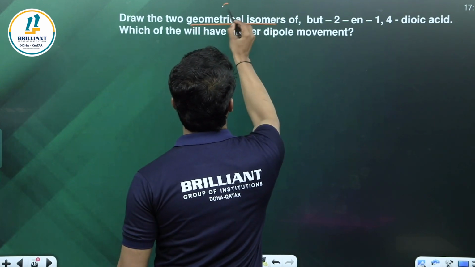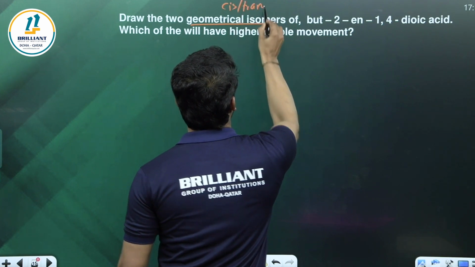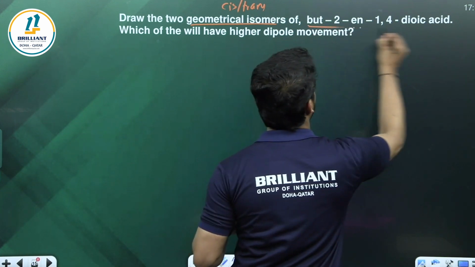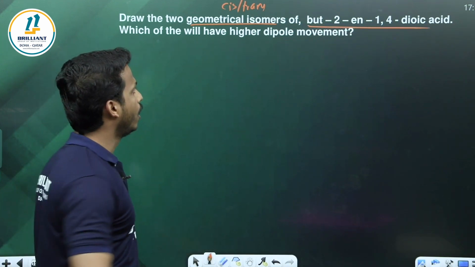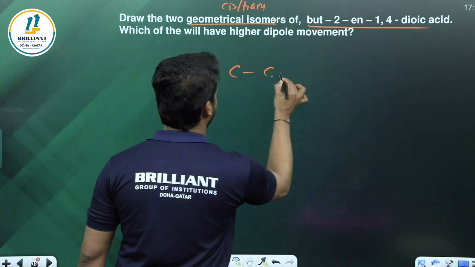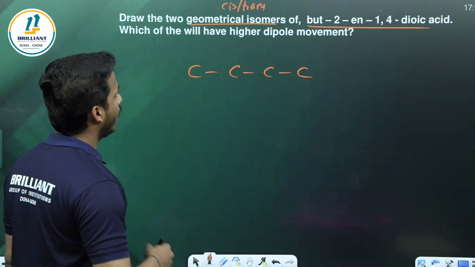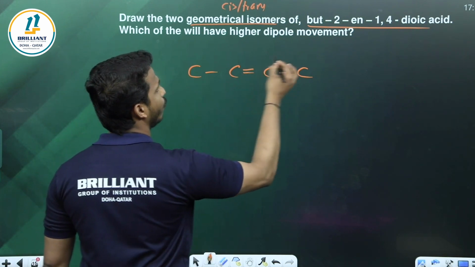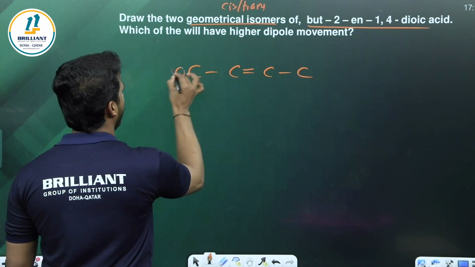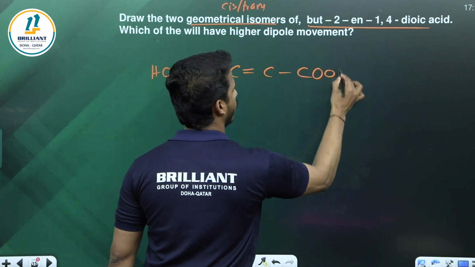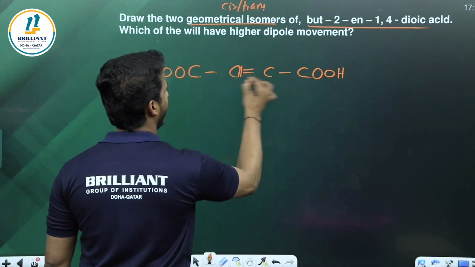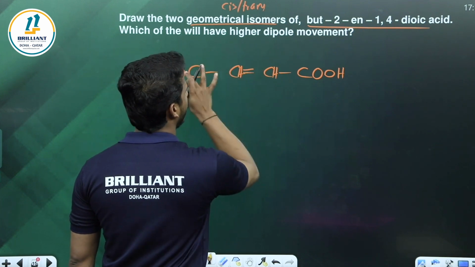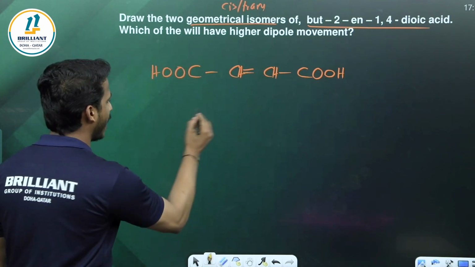You know, geometrical isomer means cis-trans isomerism, right? Write the 2 geometrical isomers of but-2-ene-1,4-dioic acid. Let me draw its structure first. But, what do you mean by but? 4 carbon, right? But means 4 carbon. Second position alkene, so 2-ene. First and fourth are dioic acid. First and last carbon is carboxylic acid. So this is CH, this is CH, right? This is the structure called but-2-ene-1,4-dioic acid. Let me write what is a cis form.